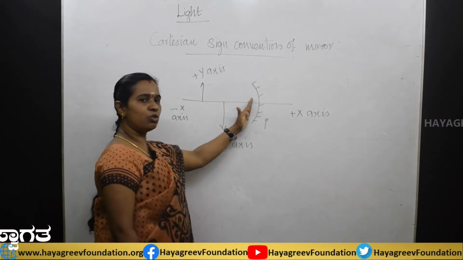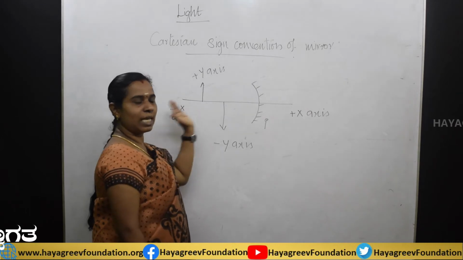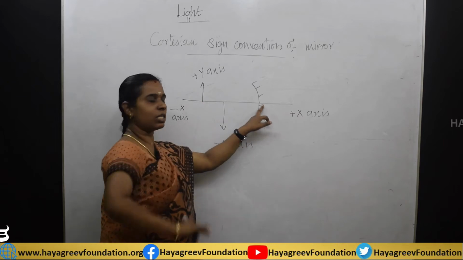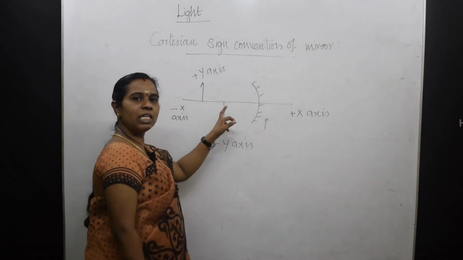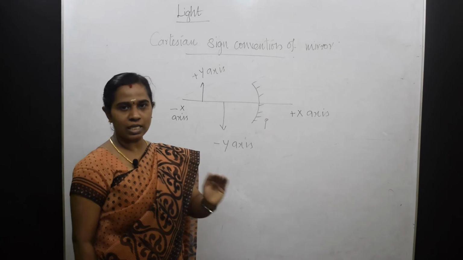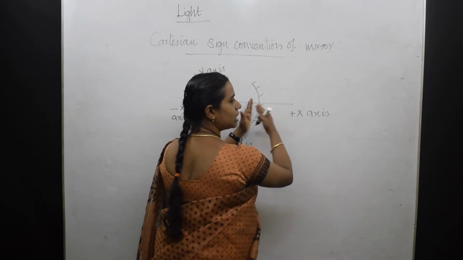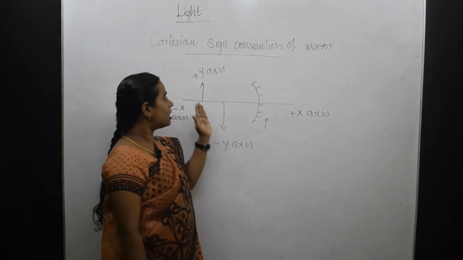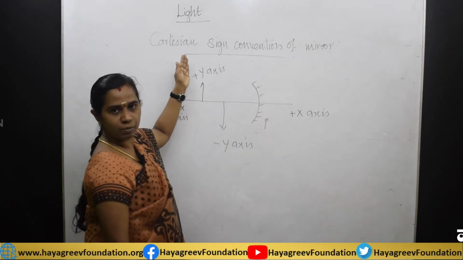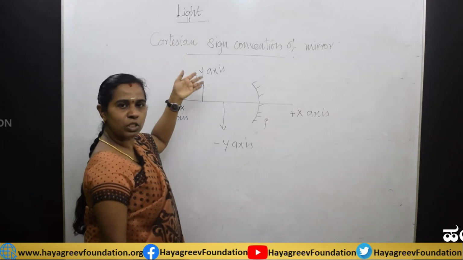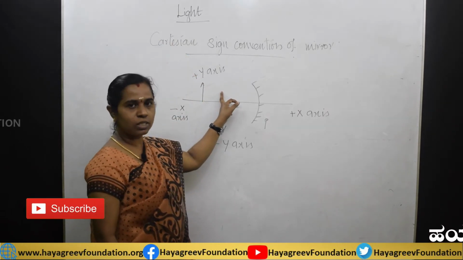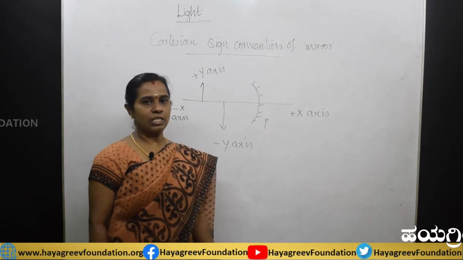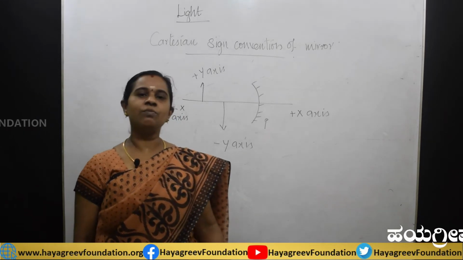So for a concave mirror, object distance and image distance are always negative. Why? Because we are measuring in the negative x-axis, from the pole of the mirror in this direction. So distance measured in the negative x-axis gets a negative sign, and distance measured in the positive x-axis gets a positive sign. Like that, height measured upward of the mirror indicates the positive y-axis, so the sign is positive. Height measured downward of the mirror is always negative. So this is the Cartesian sign convention for mirrors.